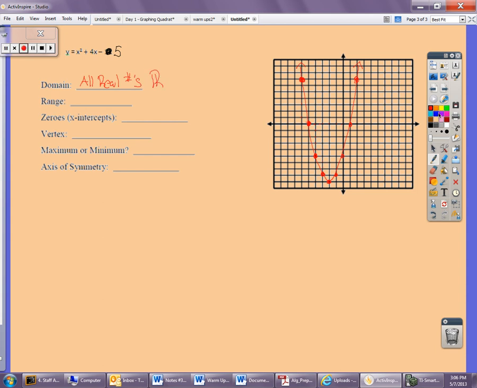But the range is the y values. If you notice, this graph stops going down. Well, it stops at negative 9. So it starts at negative 9 and it goes up. So it stops going down at negative 9, or it starts at negative 9 and goes up. So the range is when y is greater than or equal to negative 9.